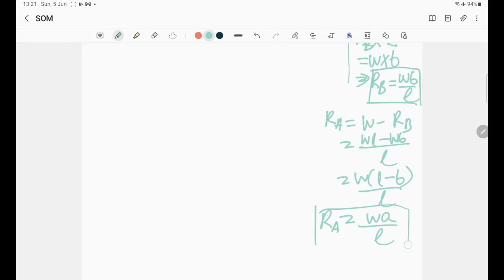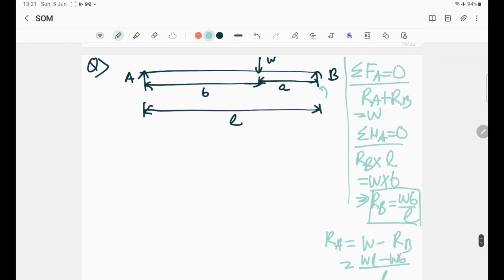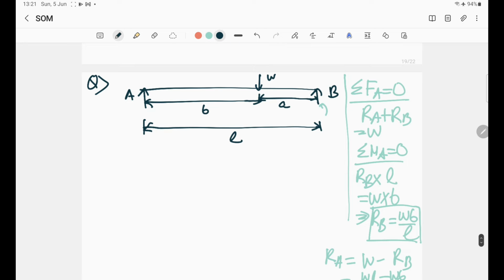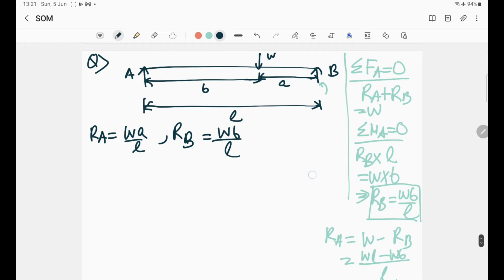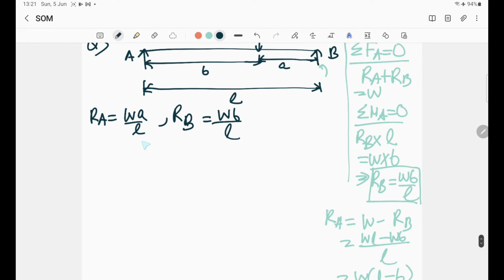So the maths is pretty easy. You get here the two reactions, RA equals WA by L and RB equals WB by L. So the reactions you can write in your numerical answer part. Just remember, whenever you have any simply supported beam, or an overhanging beam also, finding out the reactions is the first thing which you need to do. You cannot do anything without finding out the reactions.